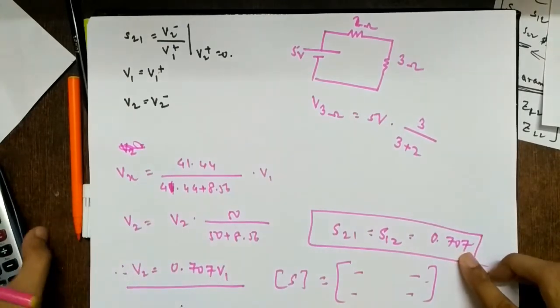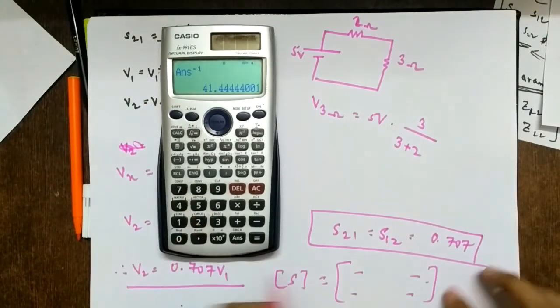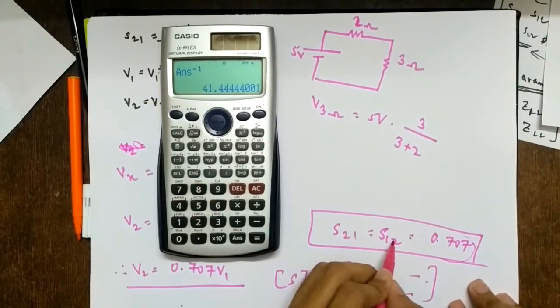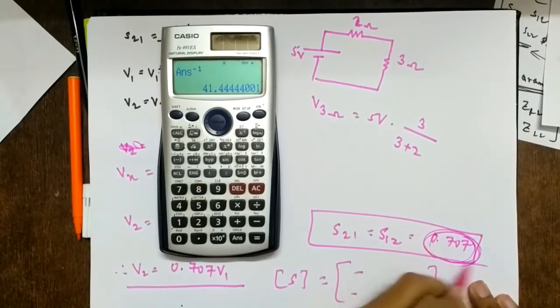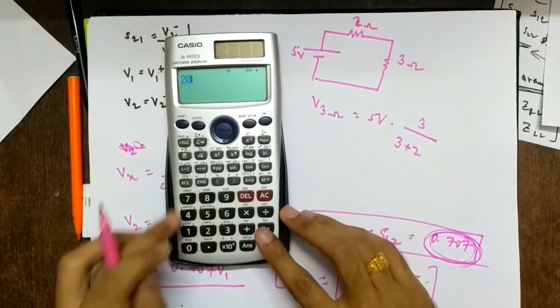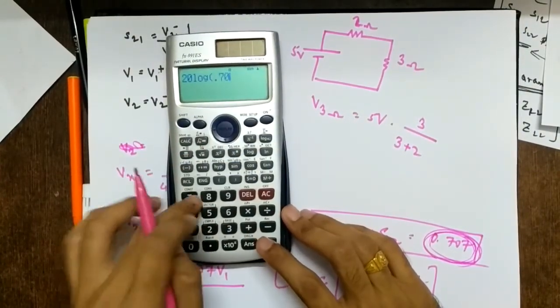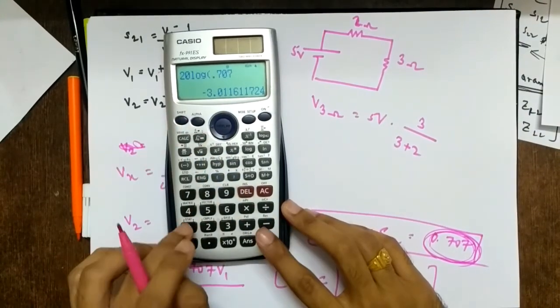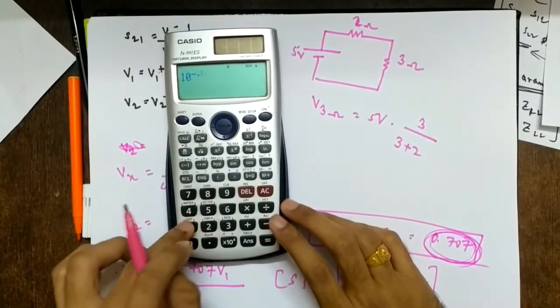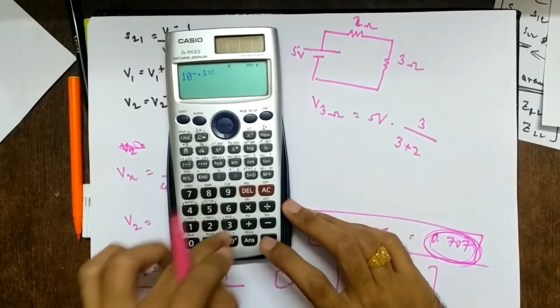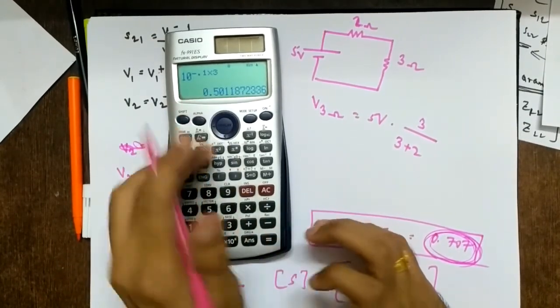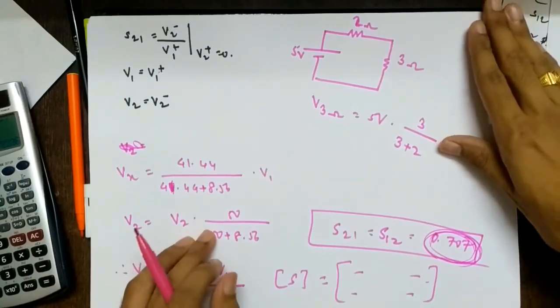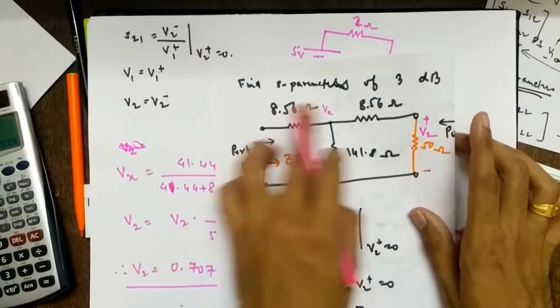Just an intriguing case. S12 and S21 we have got in terms of voltage, so we should take 20 log 0.707. How much is it? Minus 3 dB. If we convert this to power terms, 10 raised to minus 0.3, how much is it? 0.5, meaning 50% power. So this is again a power divider circuit.